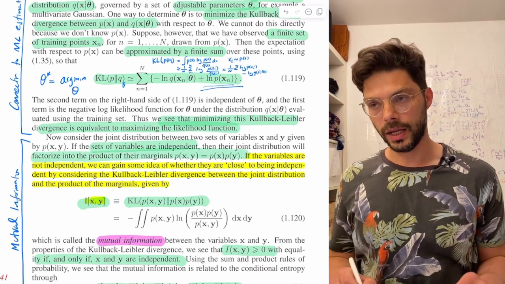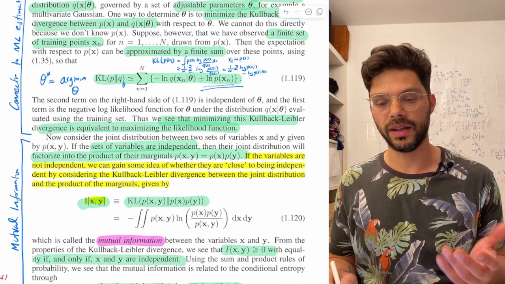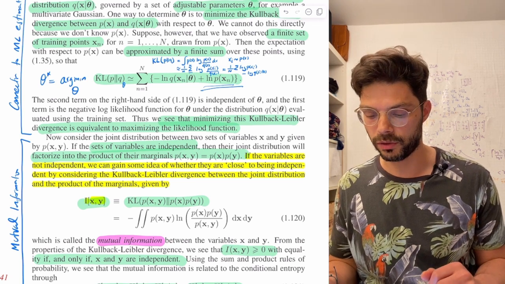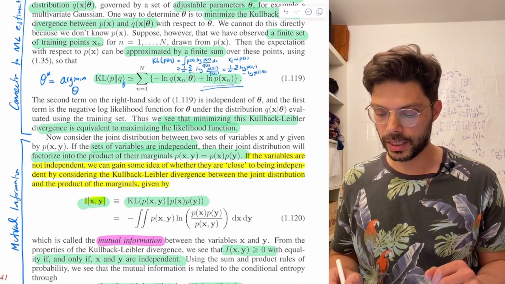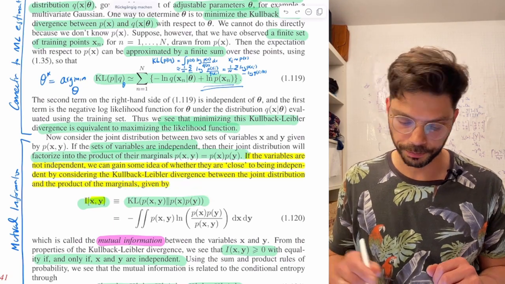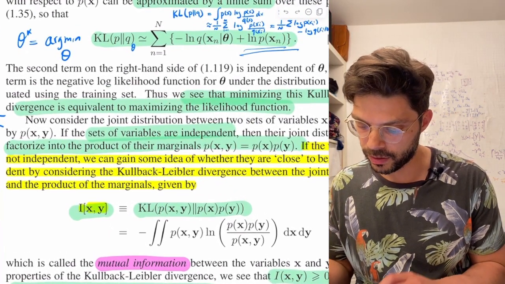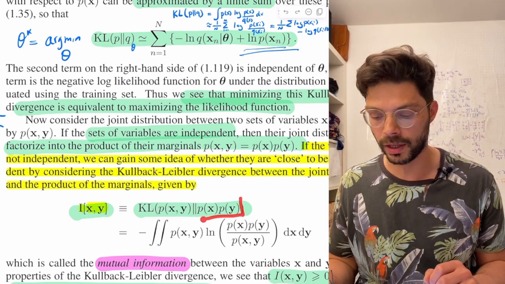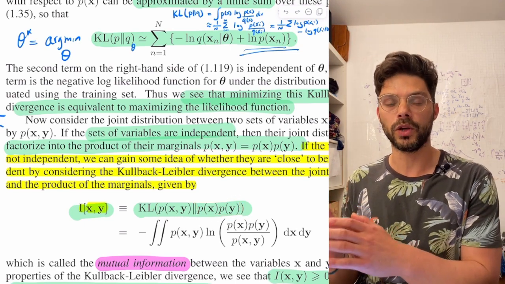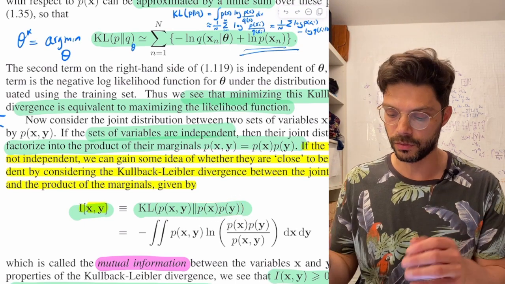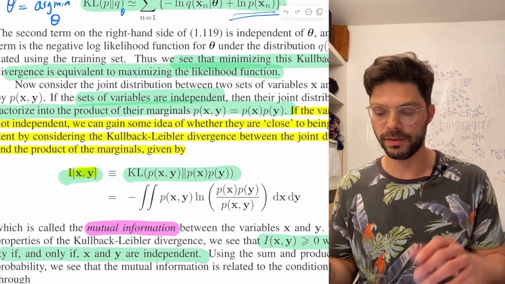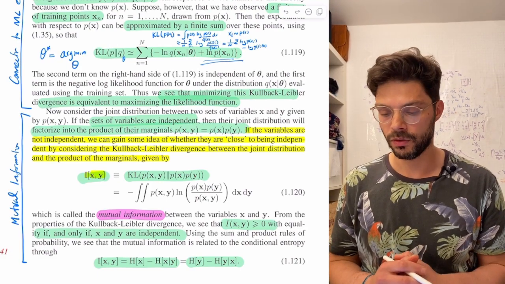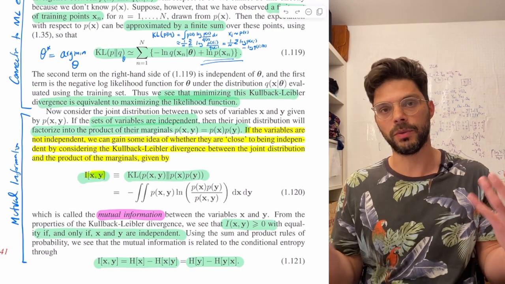Okay, if the variables are not independent, we can gain some idea of whether they're close to being independent by considering the Kullback-Leibler divergence between the joint distribution and the product of the marginals, given by, and check this out, what do we have here? It's the KL between, so this is the true distribution, and now you're going to assume your approximating distribution is the one where you assume they're independent. You kind of factorize them into x and y. And now this quantity that we just defined is called the mutual information between x and y. So this is a really important quantity that captures any dependence between them.